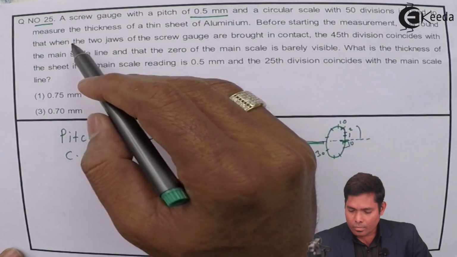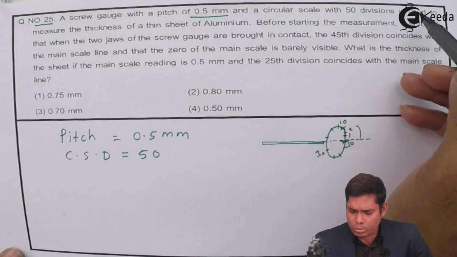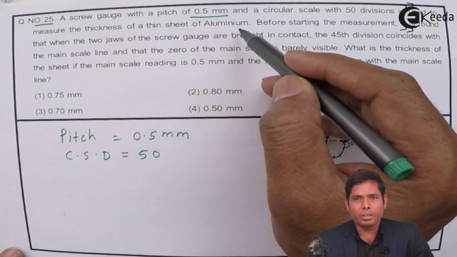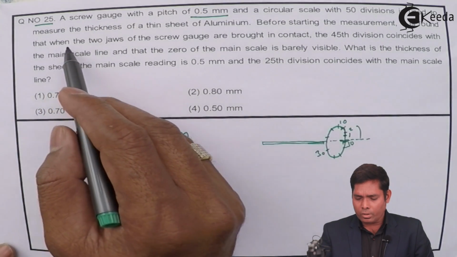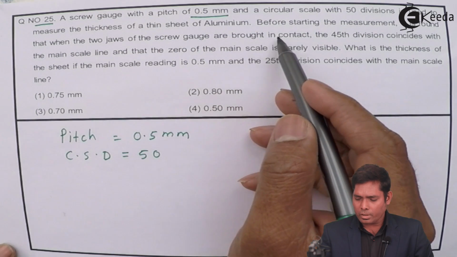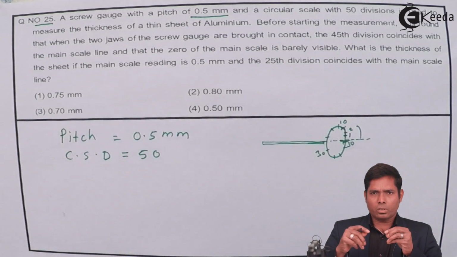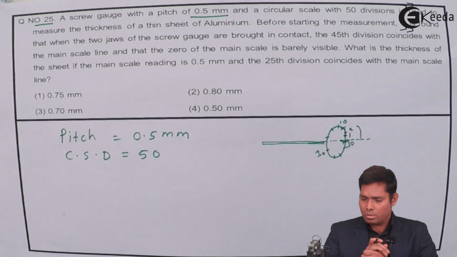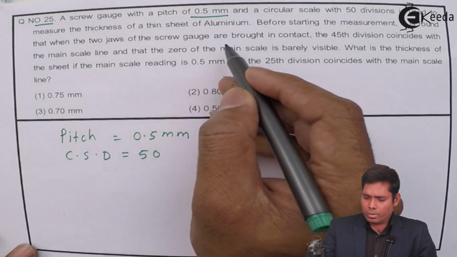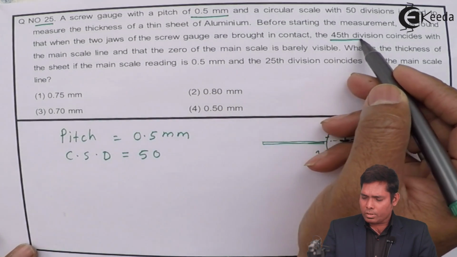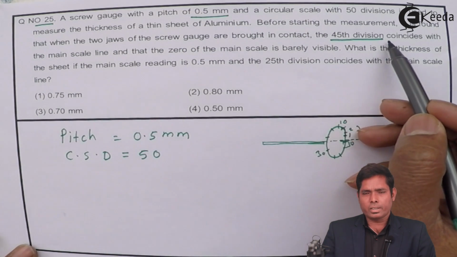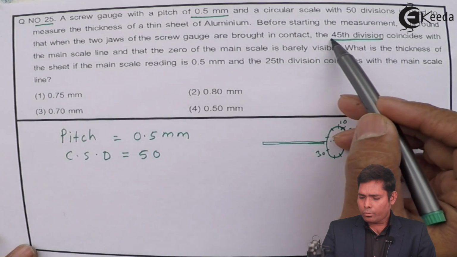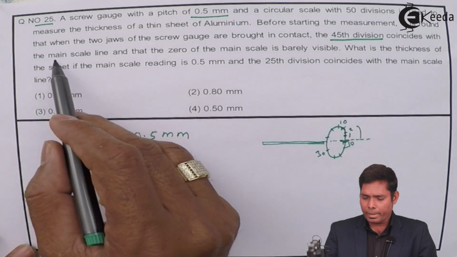Now this is used to measure the thickness of a thin sheet of aluminum. Before starting the measurement, it is found that when the two jaws of the screw gauge are brought in contact, with nothing between the jaws, the 45th division coincides with the main scale line, so a zero error is introduced.